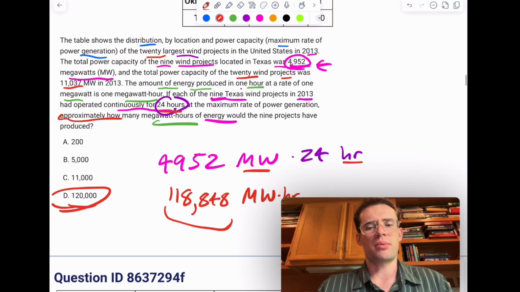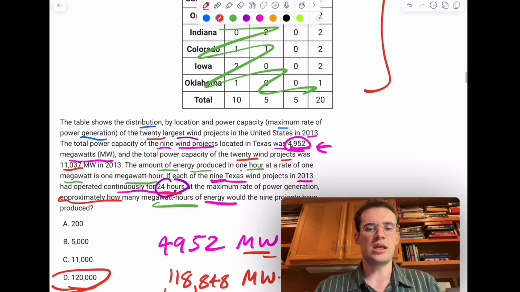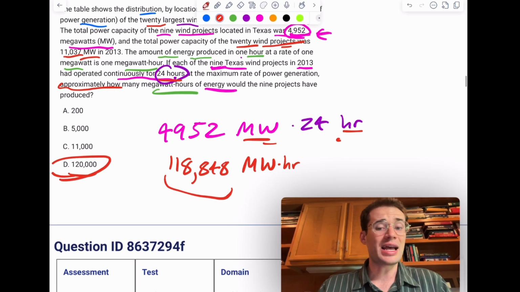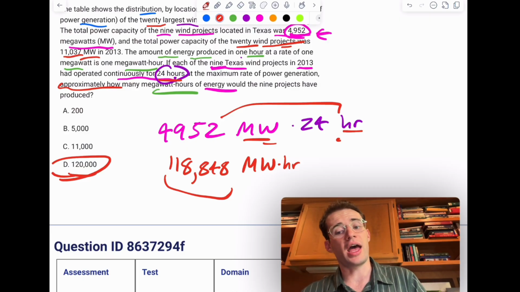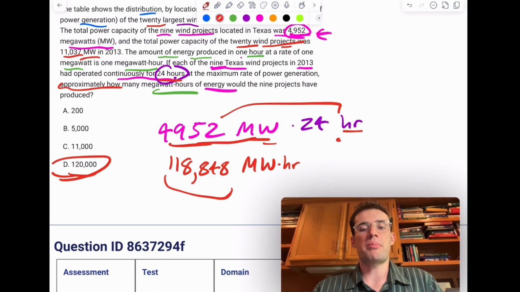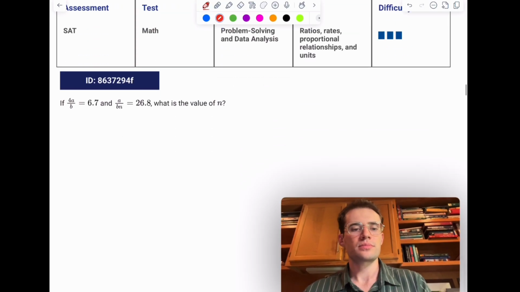Again, the main thing they're trying to trip you up with is this unit, the megawatt hour, and that it's kind of this massive red herring. They give you a table you don't need. They give you this data about the 20 projects, but you're only focused on the 9 in Texas. The actual math is a one-step arithmetic problem. You're just multiplying these two things. It would be hard to do in your head or on paper, but you can use your calculator. You multiply the power of those 9 projects total times the time, and it gives you the energy. Okay, so that's how you do that one.